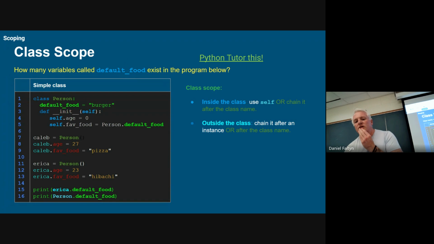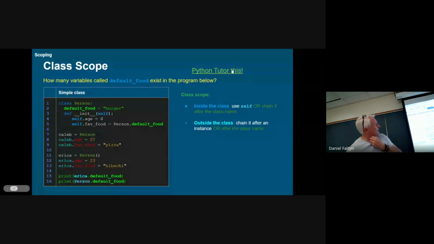What about with the class scope? So the class scope, I have default burger. Here I have Erica and Caleb. Same thing I had before, but I'm using a class level variable. How many instances of default food do we think we have here? 1, 2, or 3? One. We have 1. And we can take a look at this. And the name should maybe give it away a little bit.